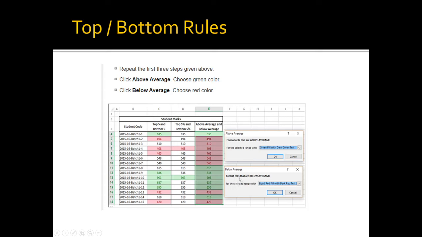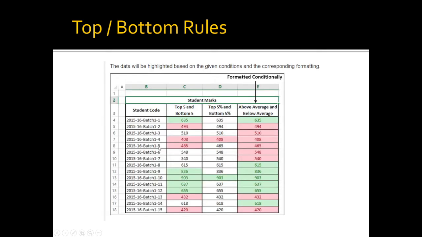And format cells that are below average for the selected range, so light red fill with dark red text. So those in red background are those that are below average. So the result will be something like this. So all of the green items here are above average, while the red are those that are below average.